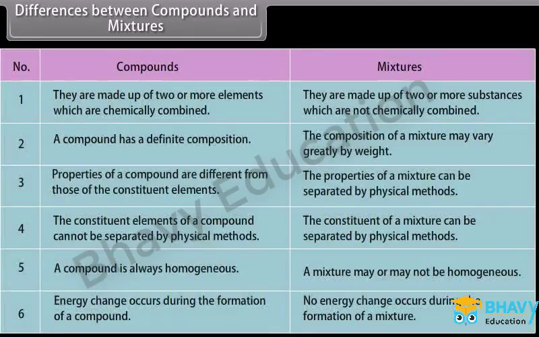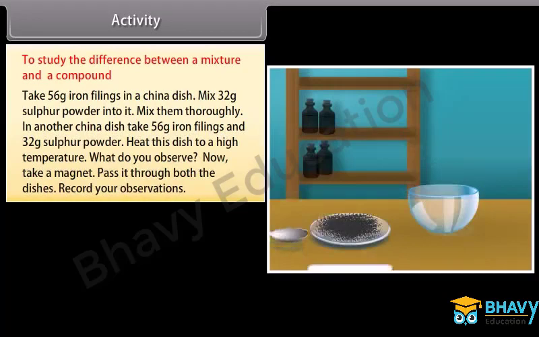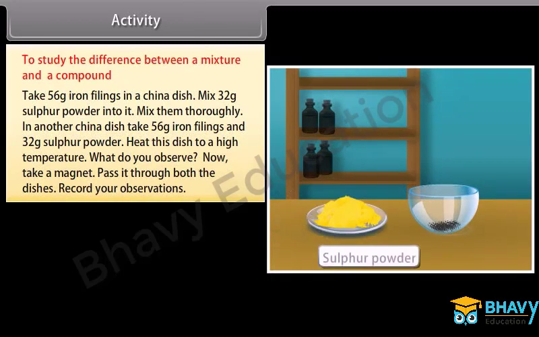Differences between compounds and mixtures. Activity. To study the difference between a mixture and a compound, take 56 gram iron filings in a china dish. Mix 32 gram sulfur powder into it.